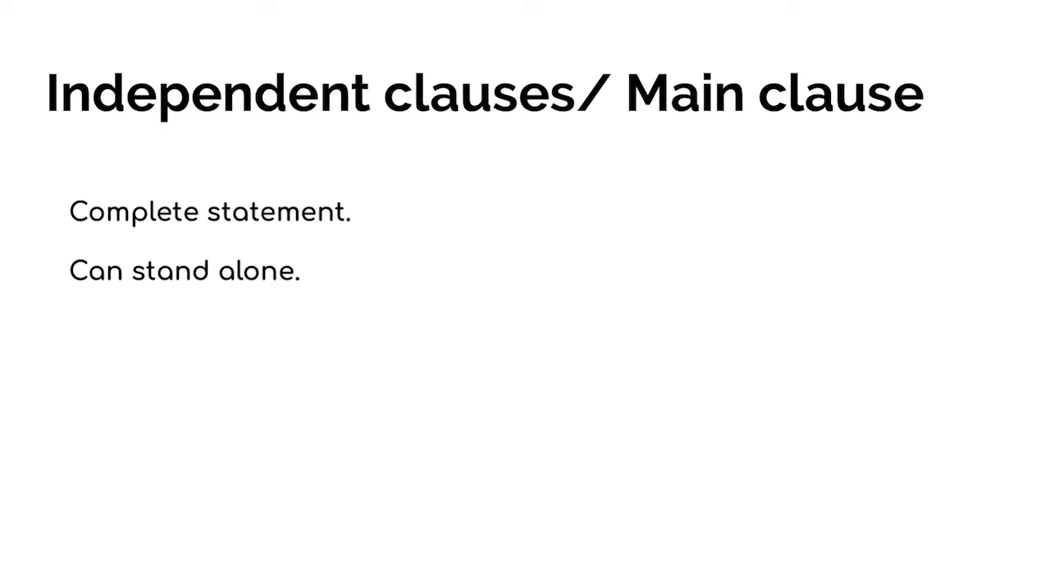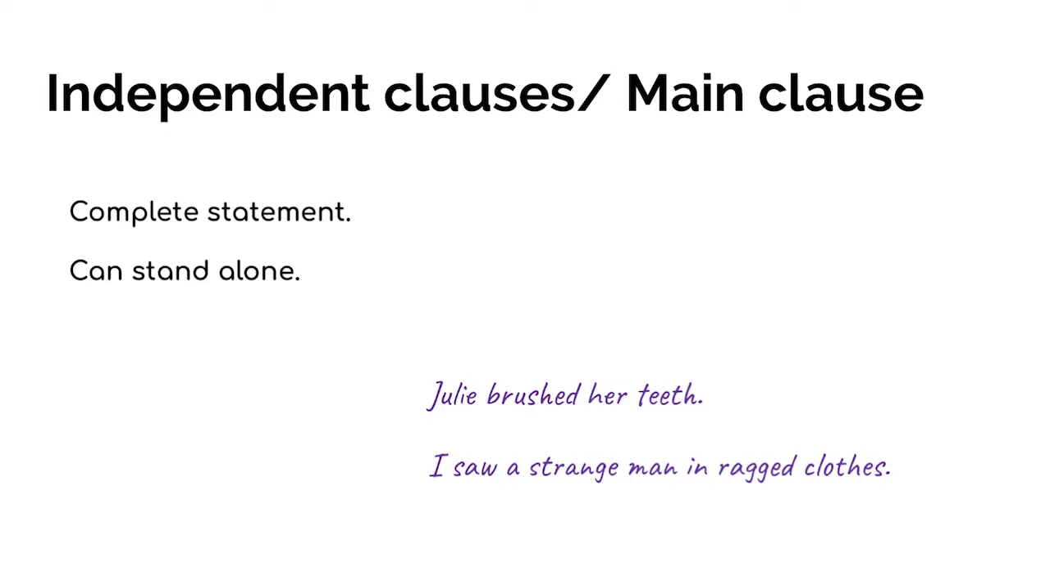Let's first talk about independent clauses. They are also called main clauses. An independent clause is a complete statement that can stand alone. For example, Julie brushed her teeth. It's a complete statement. It does not depend on anything, so it's the independent clause or the main clause. Next, I saw a strange man in ragged clothes. This is also a complete statement, so it's the main clause or the independent clause.